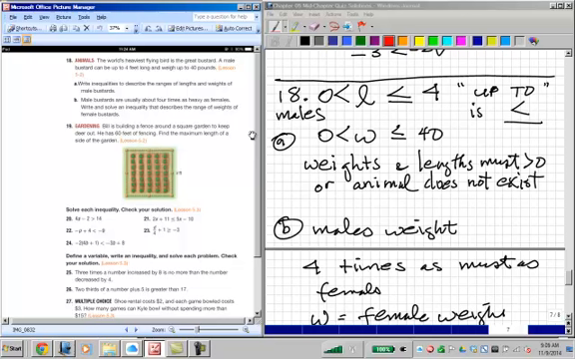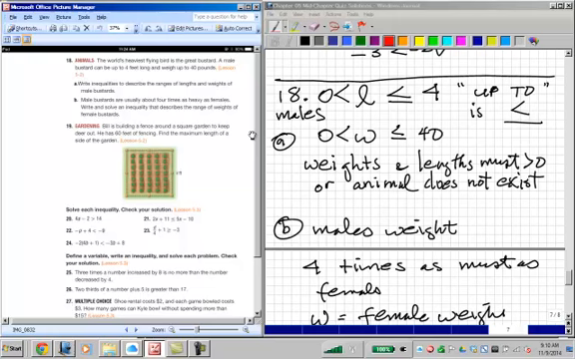But greater than 0. Weights and lengths must be greater than 0 or the animal does not exist. B, male's weight. All right, now we're going to do something slightly different here. We're going to distinguish between males and females. Males are about 4 times as heavy as females.